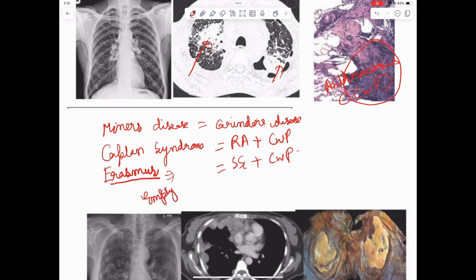See, normally our skin is what? It is lubricated by sweat gland and sebaceous gland.